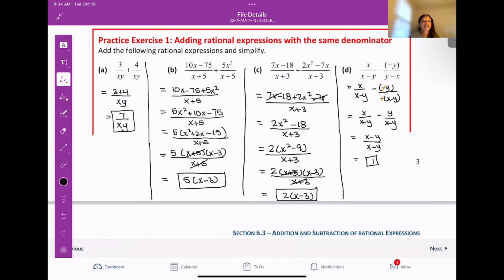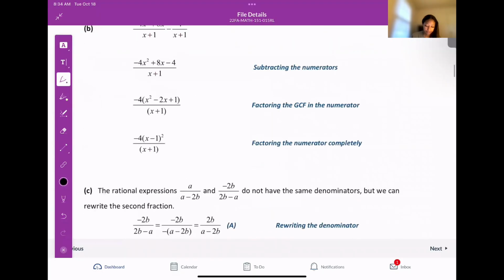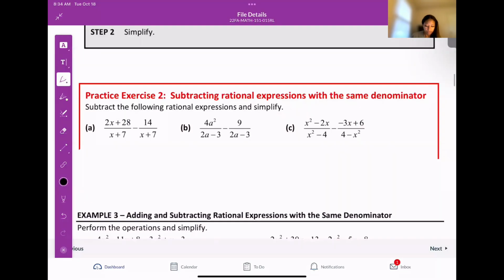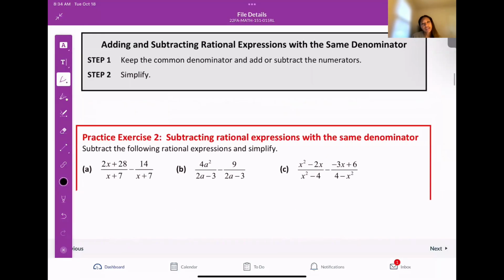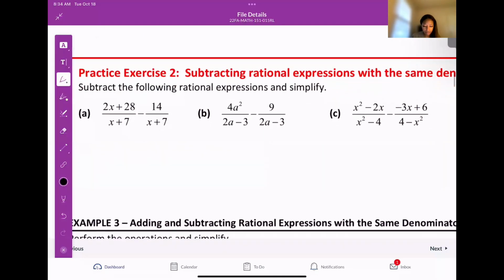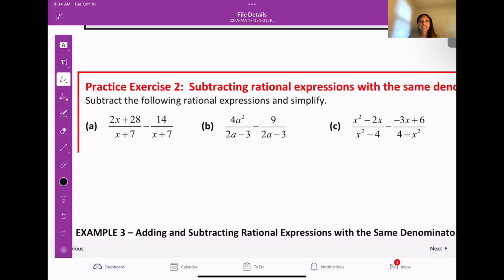All right, these are all examples of adding rational expressions with the same denominator. Next, we're going to jump to some practice exercises on subtracting rational expressions with the same denominator. All right, so there's a little box here that tells us what to do: subtract the numerators, keep the common denominator. The only thing you have to be a little extra careful about here is, remember, if you're subtracting the second numerator, you have to subtract all of the terms.